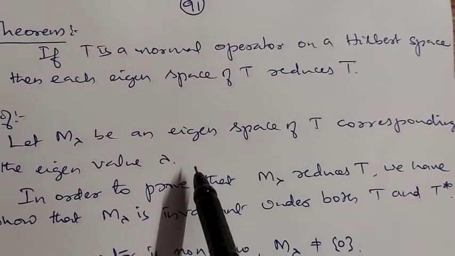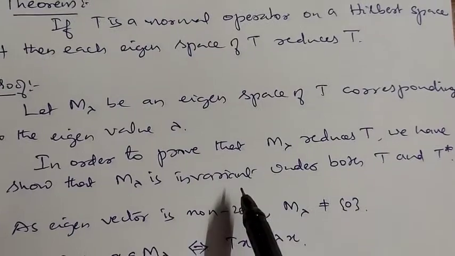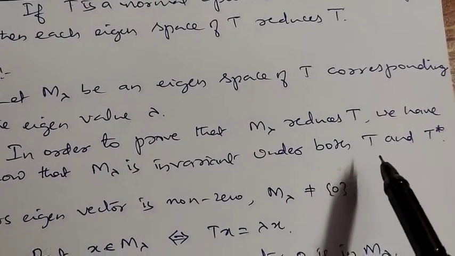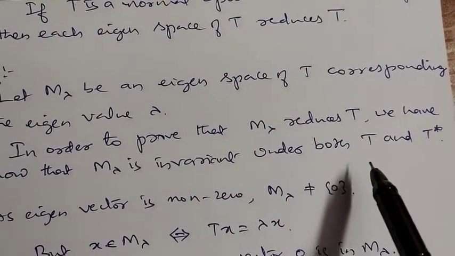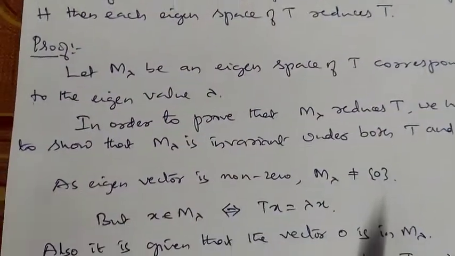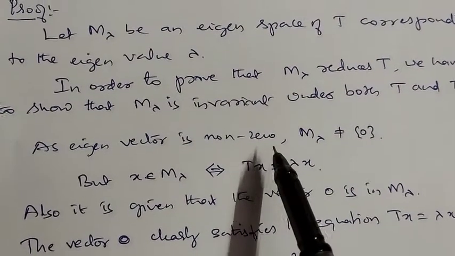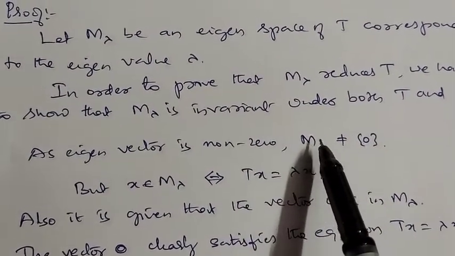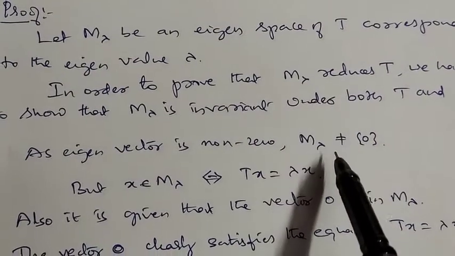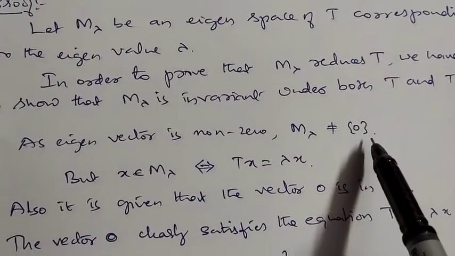M lambda reduces T, okay, means what? We have to show that M lambda is invariant under both T and T star. Now, as an eigenvector is non-zero, because eigenvector means non-zero vector, definitely at least one eigenvector belongs to M lambda, and so M lambda cannot be equal to 0, means it is a non-zero space.